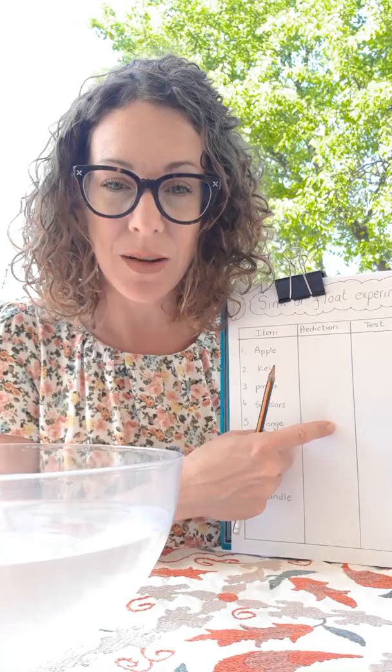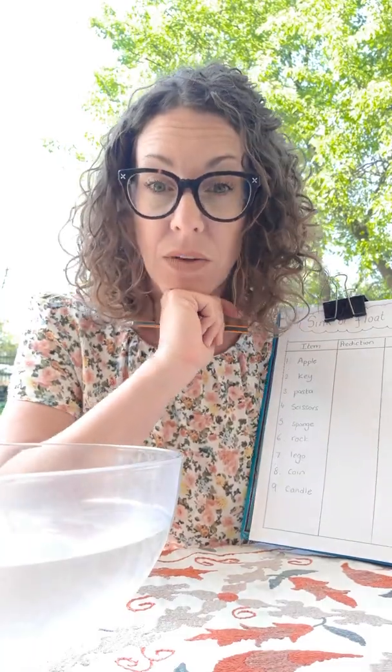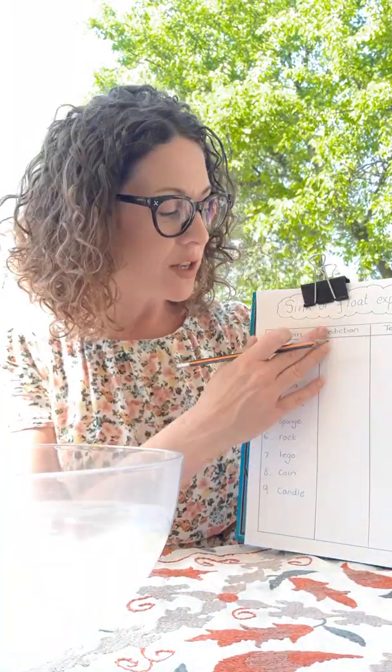In the second column, this is for your prediction. Now, a prediction is a good guess of what you think will happen before you actually try it. So you're going to have a think, do you think it will sink or float? And that's what you will write in here.